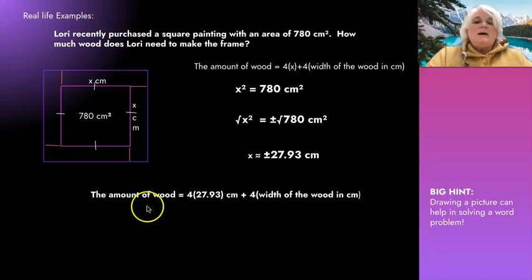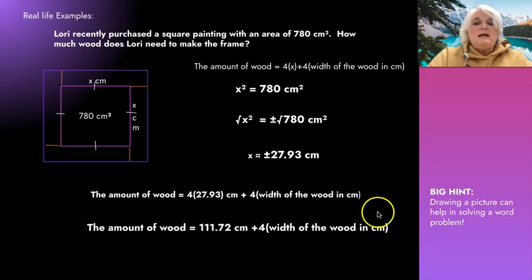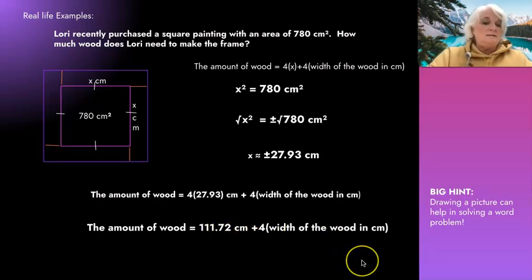So the amount of wood is 4, because there's 4 x's going around, times 27 and 93 hundredths centimeters plus 4 times the width of the wood in centimeters. So as far as I can get, the amount of wood is 111 and 72 hundredths centimeters plus 4 times the width of the wood in centimeters.